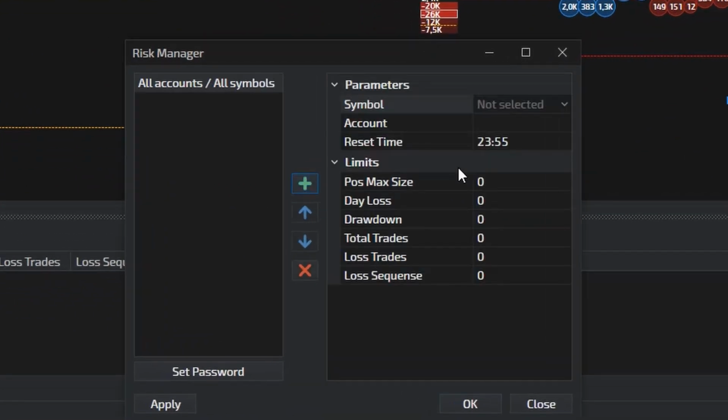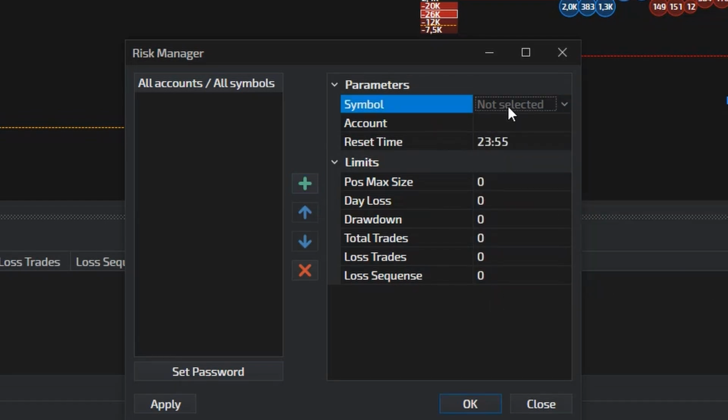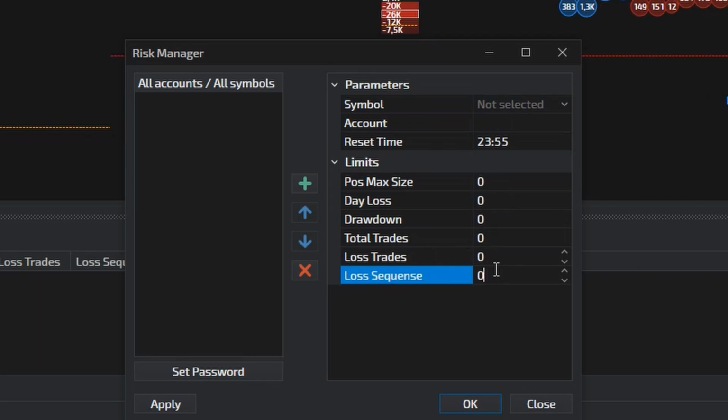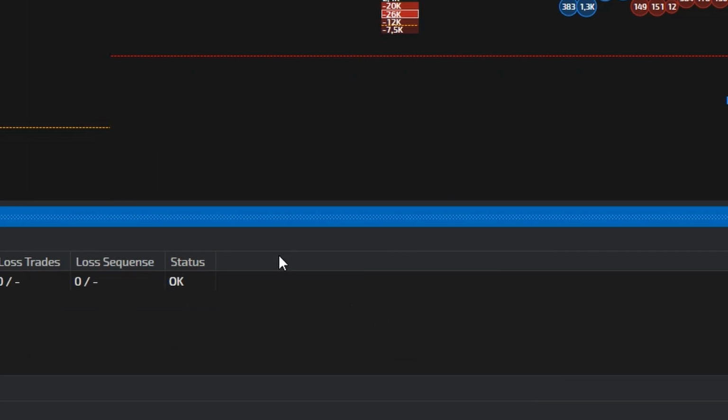As you can see, there is a handful of options. You can have custom settings for every asset, or just have one global one by leaving those two fields empty. I think the settings you have to set are day loss and loss trades. The other are up to you. For a scalper, having a total trade and loss sequence limit may not be a good idea, since they usually take many trades, but it of course depends on your trading style.